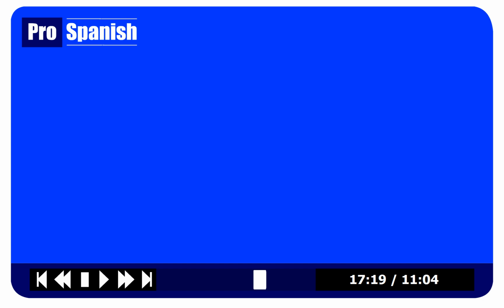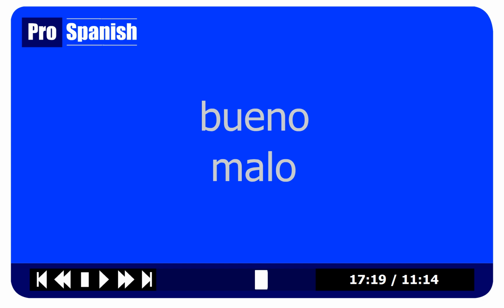Okay, a new pair of words. We want to say good and bad. And it's bueno and malo. Bueno, good, is spelt B-U-E-N-O. And there's a chocolate bar called Bueno, and it's very good. And malo, M-A-L-O. Bad, malo. So bueno and malo, good and bad.